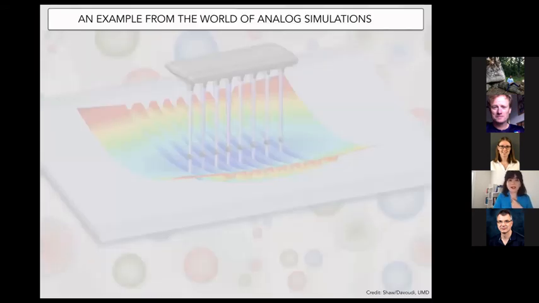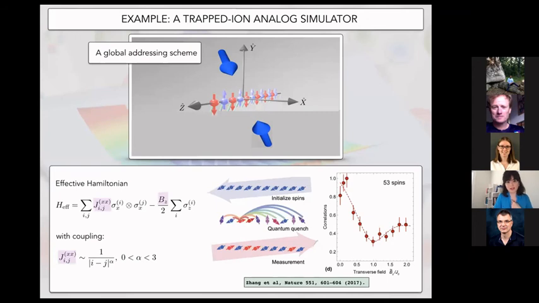An example is from the world of analog simulations with trapped ions that I've been pretty much involved with. Here you can use a simple setup with two global beams to address a set of ions that are sitting in a confining potential.